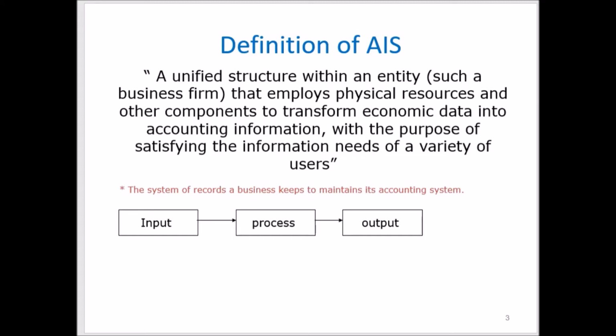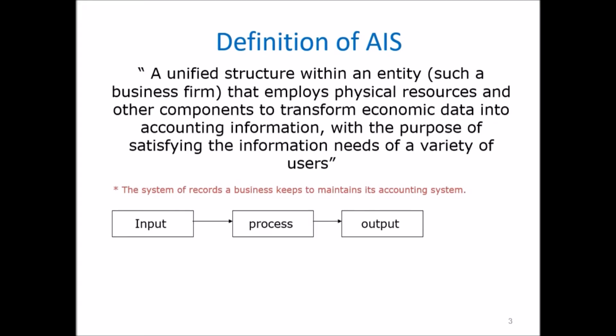Okay, please don't memorize. It's quite difficult if you want to memorize and recall back the definition of AIS. So, I actually have a system to understand all the information or definition in any subject. That is, there should be an input, a process, and output. Let's say a definition of AIS is a unified structure within an entity such as a business firm that employs physical resources and other components to transform economic data. Okay, transform is process, and all these things is input.